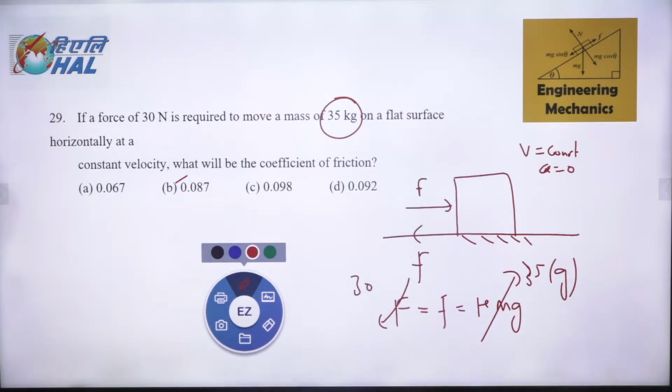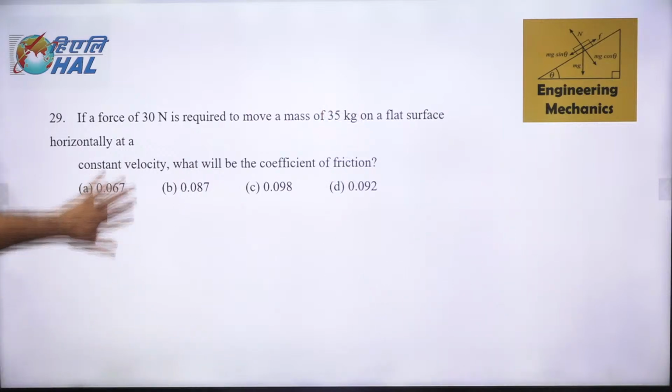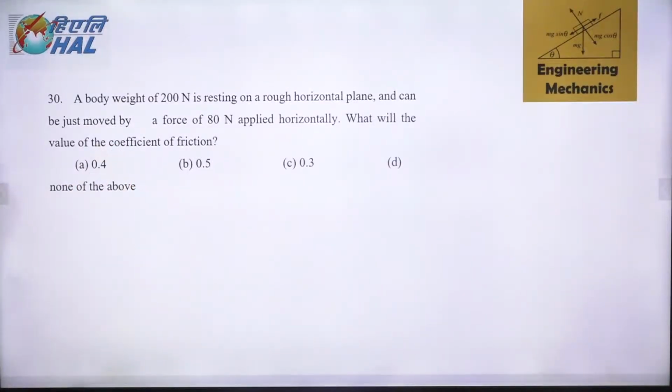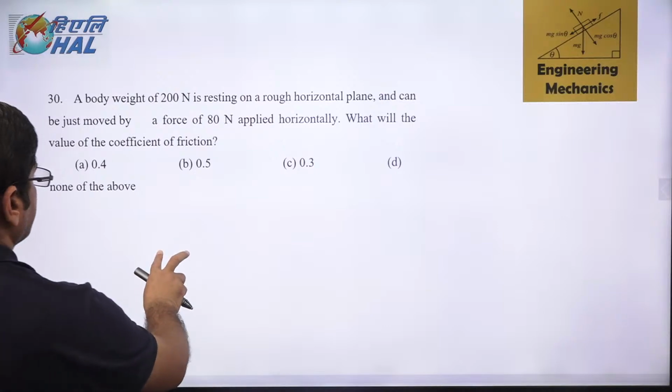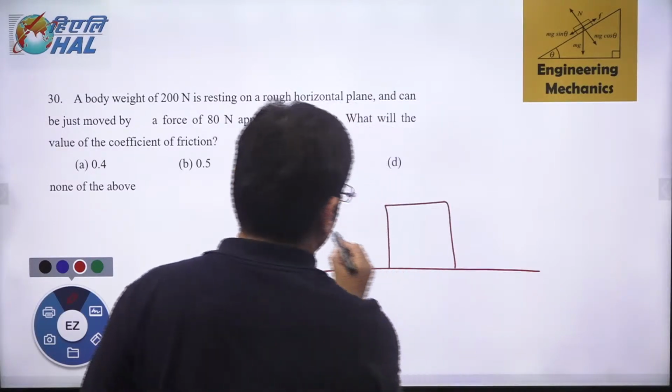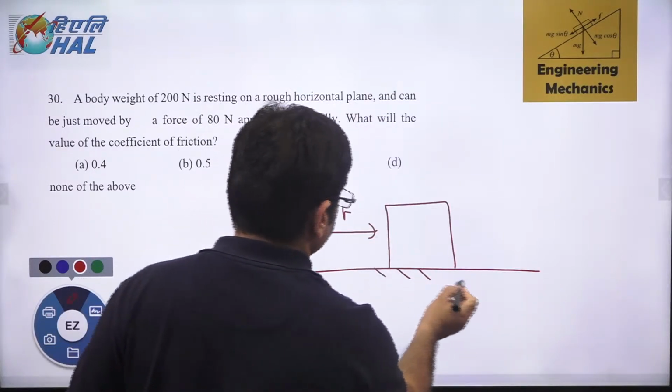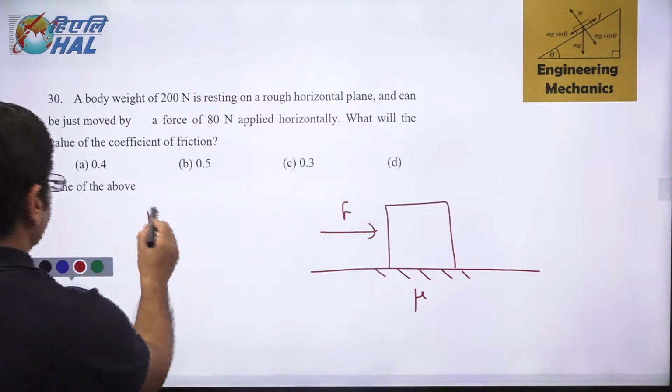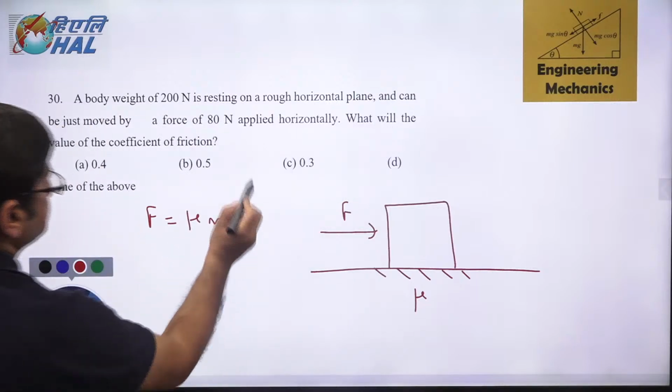Right? Okay, let's go for this question now. A body weighing 200 Newton is resting on a rough horizontal plane and can be just moved by a force of 80 Newton applied horizontally. What is the value of coefficient of friction? Again, we have already done this question. This is the external force which is acting on the body. This F is equal to mu into mg.